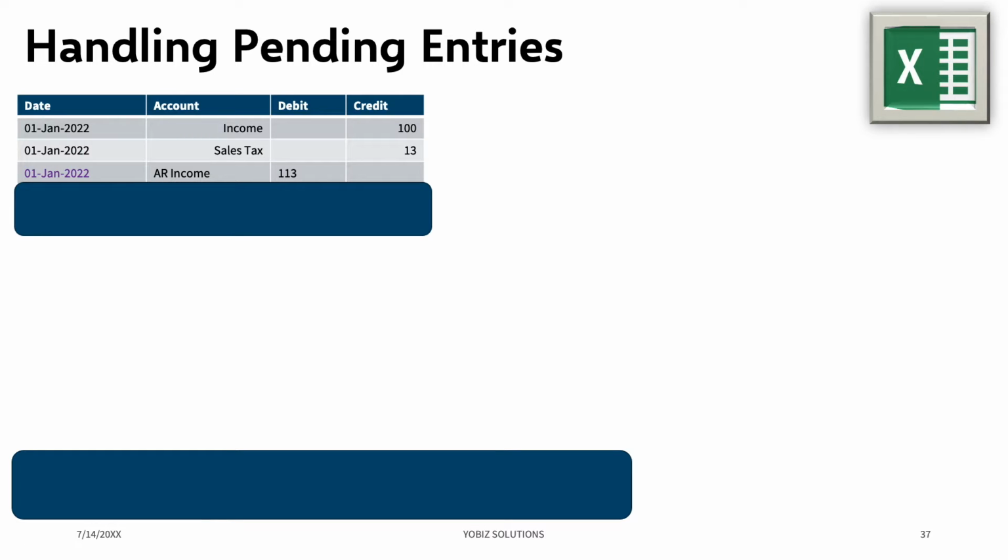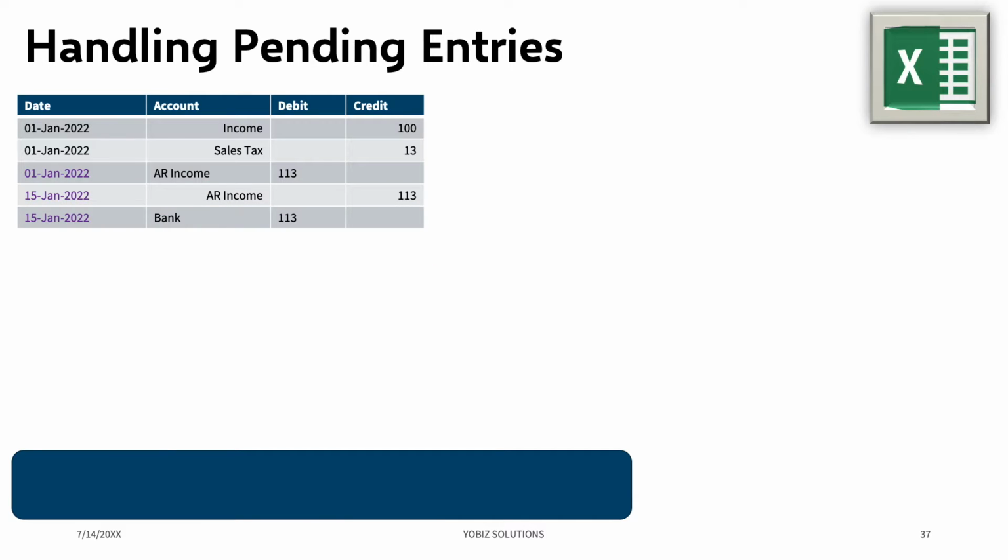Now when the actual money hits the bank, all you will be doing is creating an opposite entry into your accounts receivable to nullify the previous entry, and you credit the $113, and then you create a debit entry for the bank, and because the money is now in the bank, your accounting system is fully balanced.